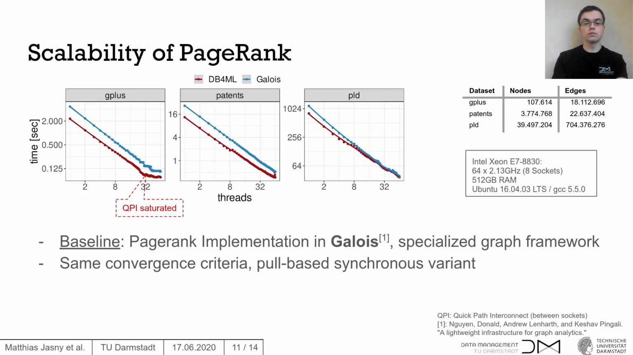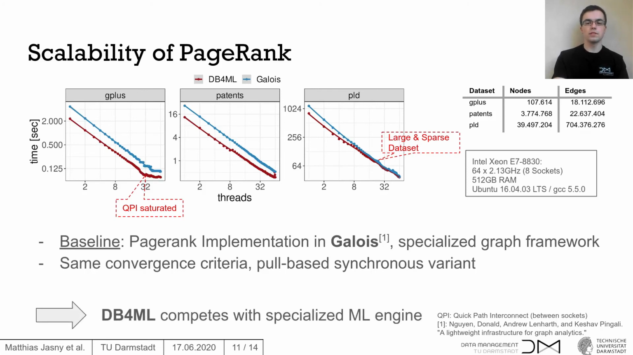We scale in general as well as the specialized engine, which can also be seen for the patterns dataset. For PLD, which is a large and sparse dataset, our caching benefits are destroyed, which is visible by the overlapping lines. All in all, this experiment shows us that DB4ML's performance is on the same level or in some cases even better than a specialized ML engine.